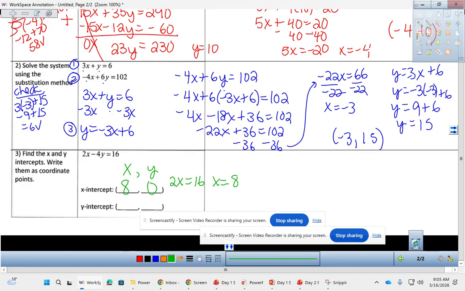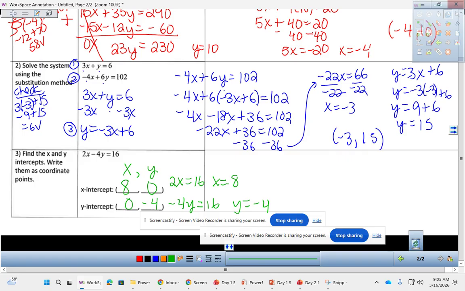For the y-intercept, I'm going to write this equation, but I'm going to write it without the x. So no 2x, negative 4y equals 16. And I'll divide both sides by negative 4, y equals negative 4. In a coordinate point, y comes second. And we pretended like x wasn't there. And to pretend like x isn't there means that x is 0.